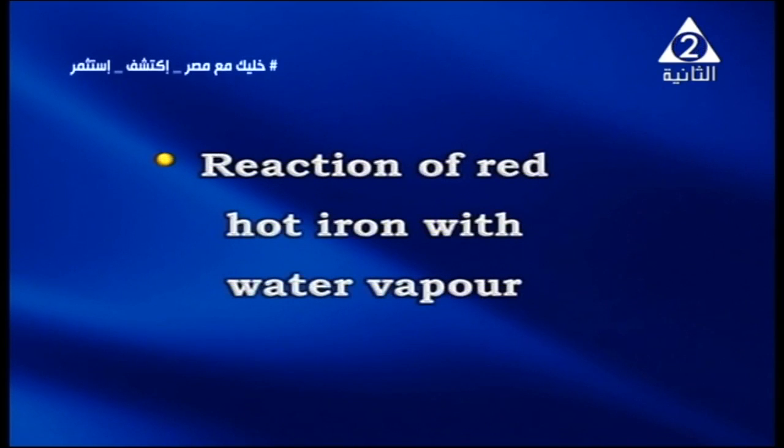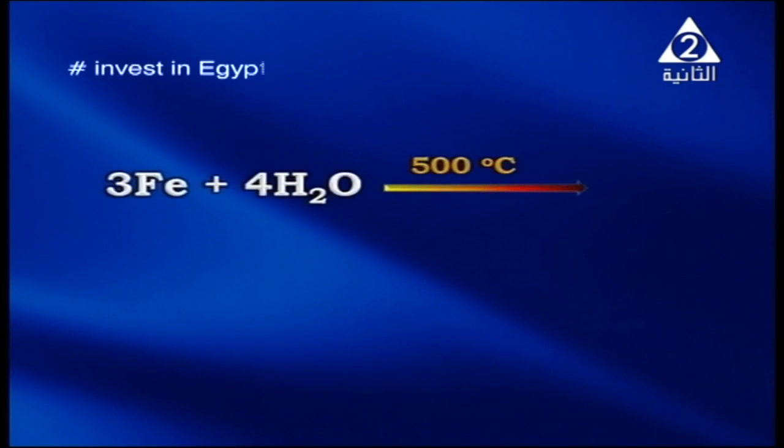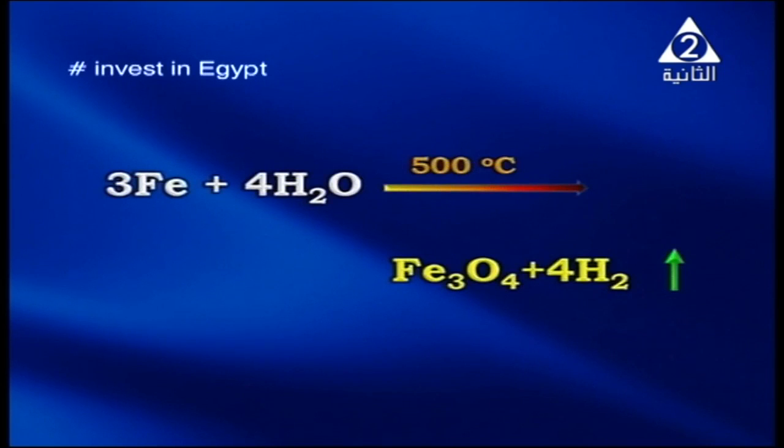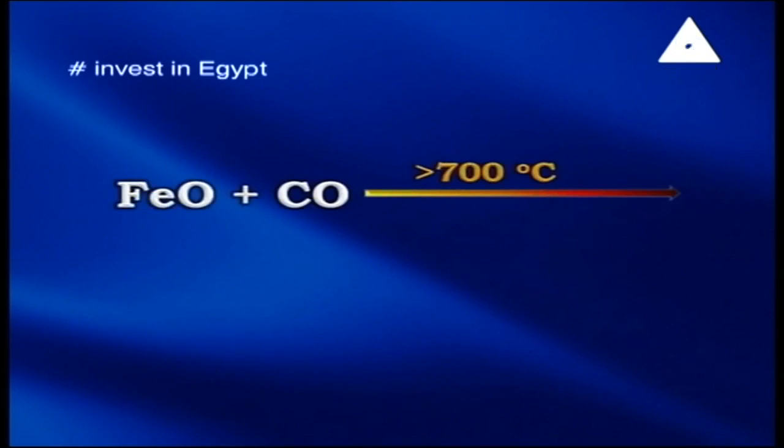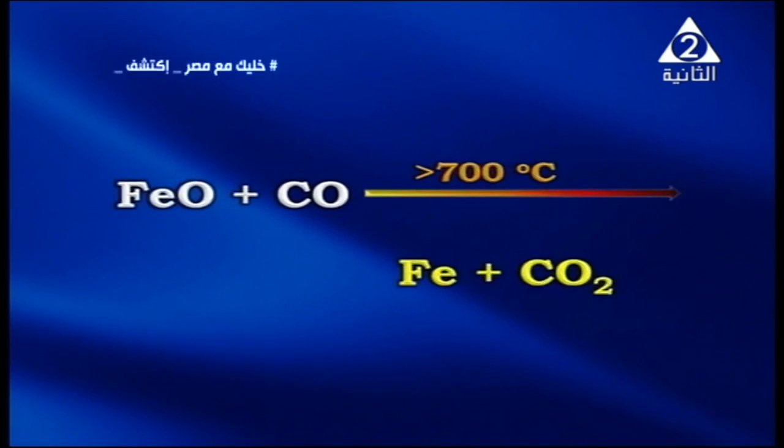The reaction of red hot iron with water vapor. As the equation proceeds on the screen, iron plus water vapor at 500 degrees Celsius gives magnetic iron oxide, releasing hydrogen gas. The reduction of iron 2 oxide by using carbon monoxide gas. As the equation proceeds on the screen, FeO plus CO above 700 degrees Celsius gives iron and carbon dioxide.